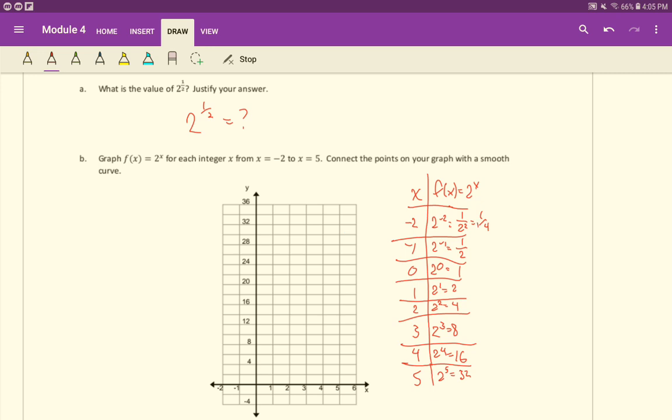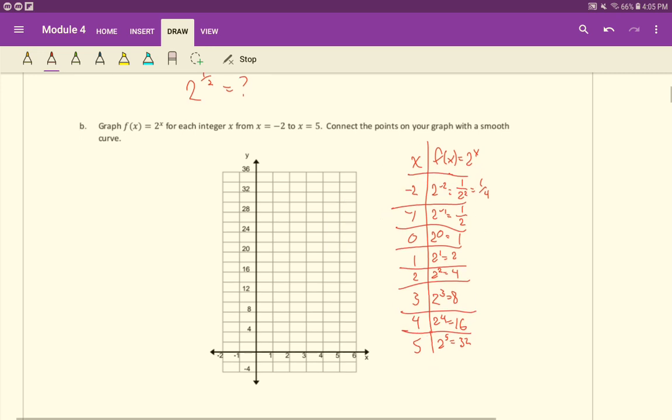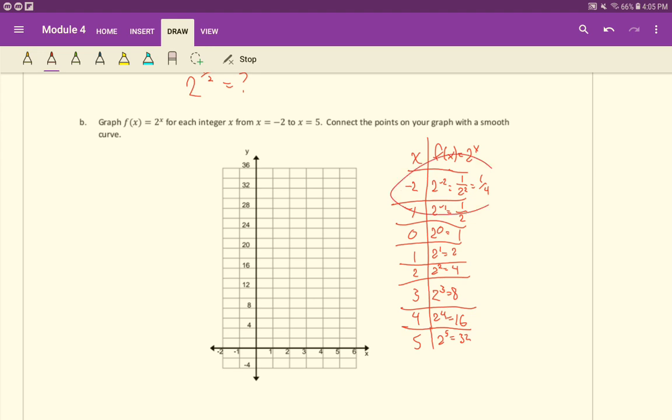Okay, so let's plot these points on the graph. We'll try our best here. -2, 1/4, that's going to be kind of small, because that's 2, that's 1. So 1/4 is going to be very close down here to the x-axis. And then -1, 1/2 should be a little bit more, but again, it's going to be really hard to determine that. So we'll just say something like that.